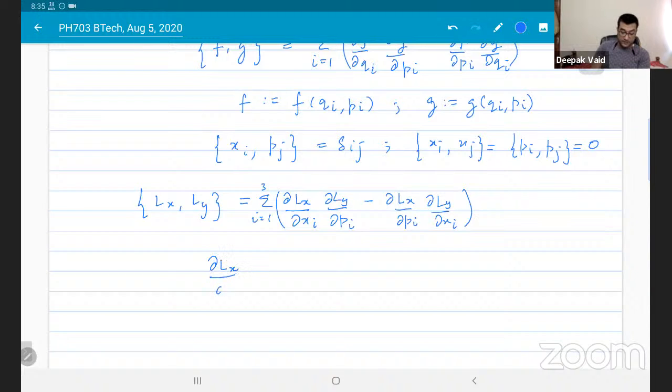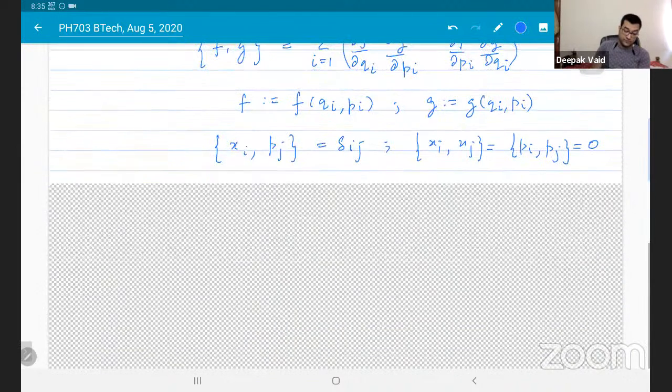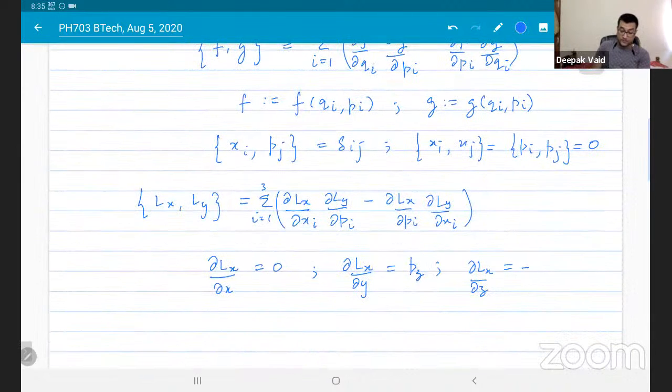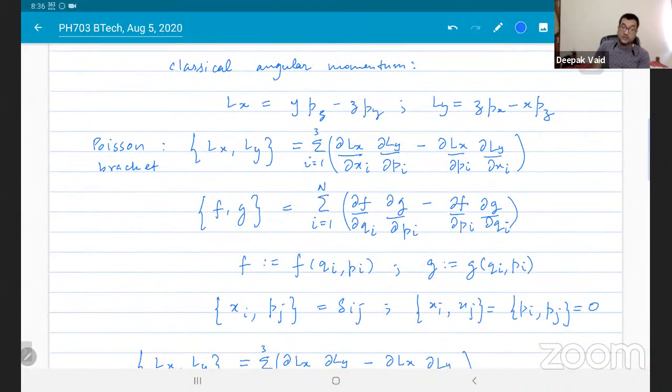So what is dLx by dx? 0, because Lx doesn't depend on x. dLx by dy is equal to pz, dLx by dz is equal to minus py. This part, minus py.